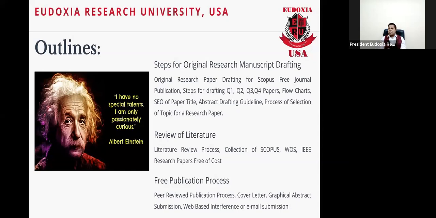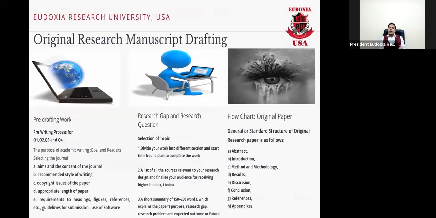So in today's presentation, I will cover the steps for original manuscript drafting. What are the steps that you can adopt to have one wonderful manuscript in your hand? I will also give some focus to the review of literature, and the free publication process: what precautions you have to take, and what steps can be adopted from your side. So let's go.